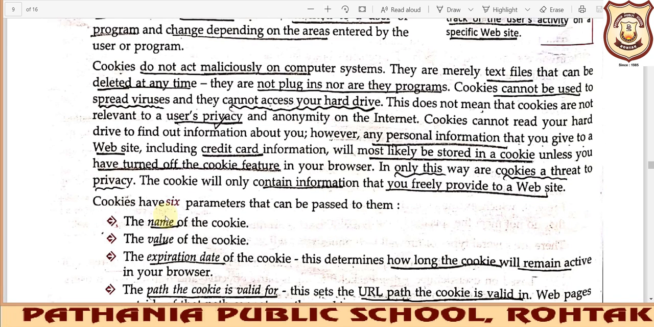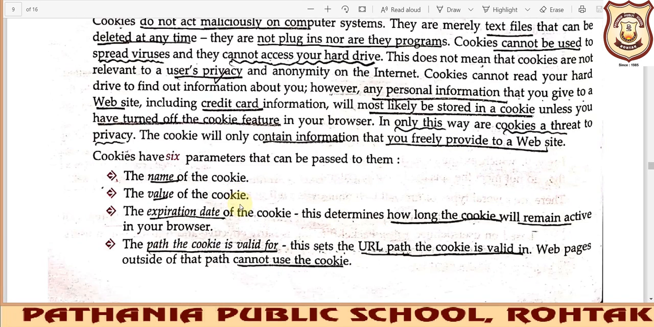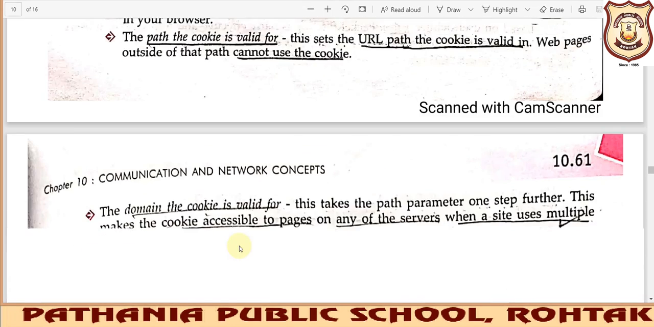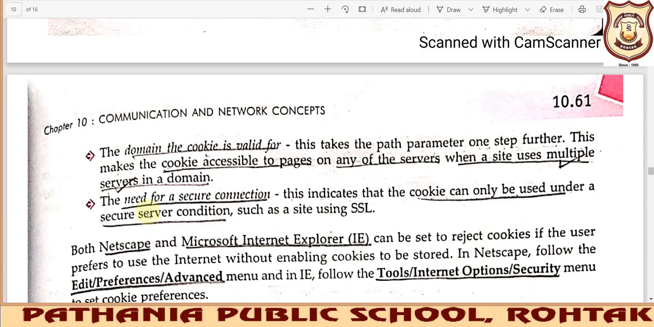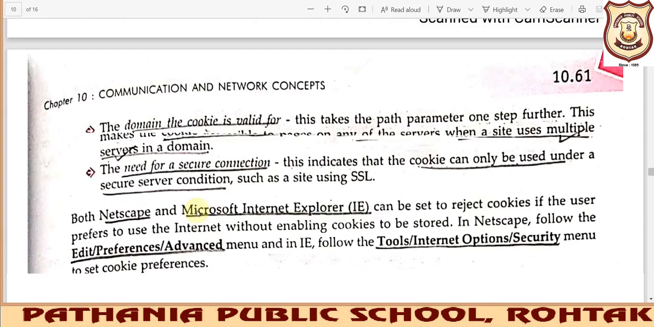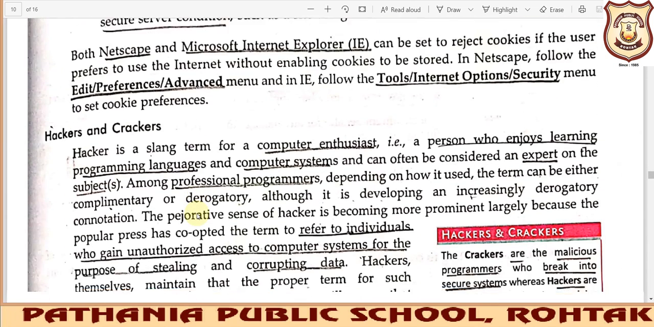Okay, so what six parameters are passed to the cookies? The name of the cookie, the value, the expiration date, the path for which the cookie is valid, the domain of the cookie, and the need of a secure connection. Okay, so this was about the cookies.